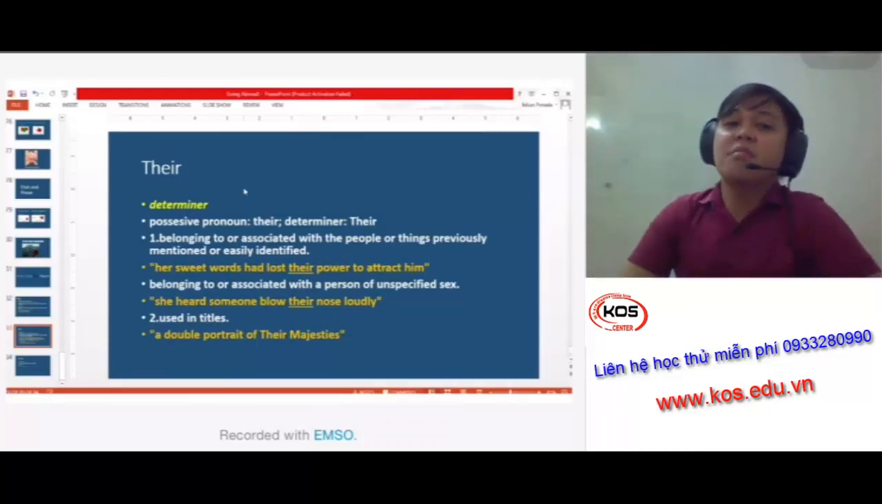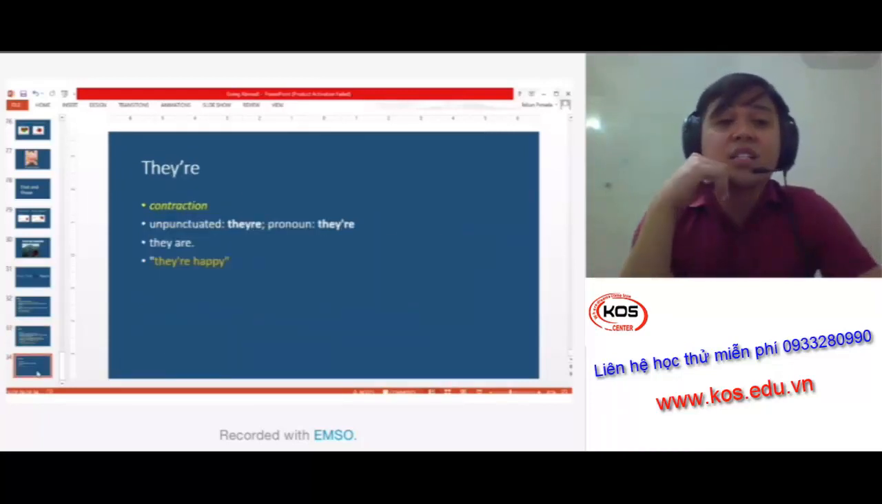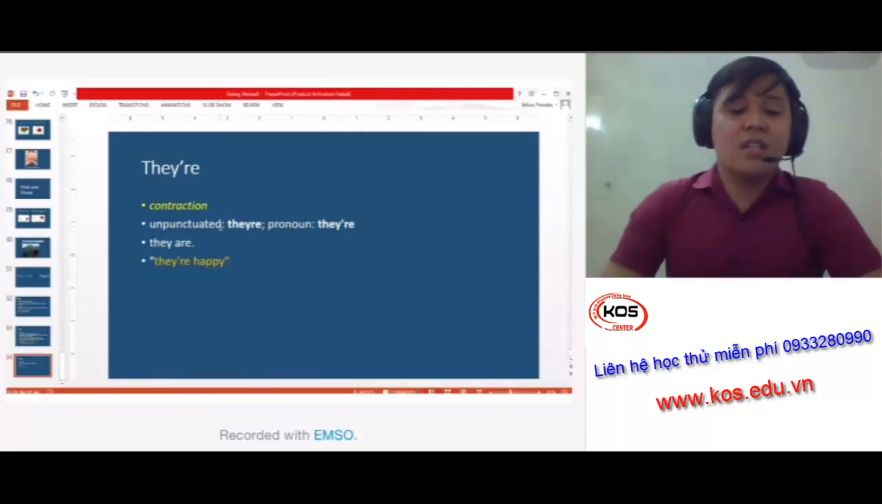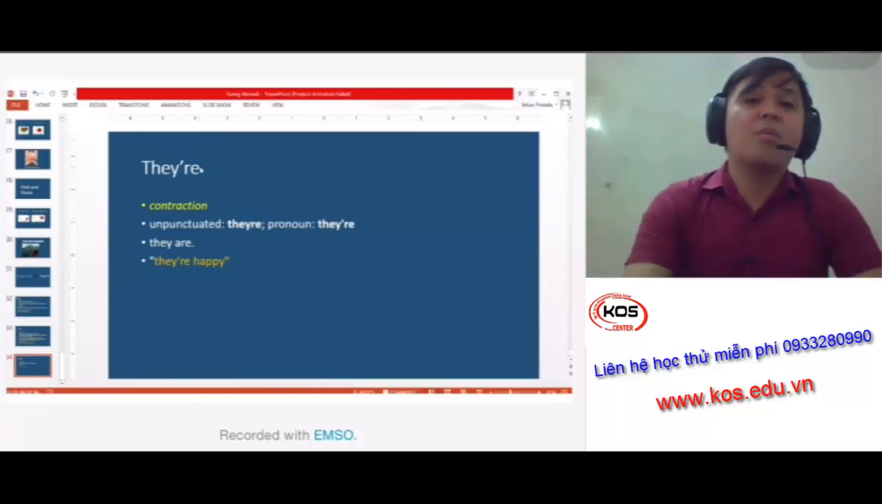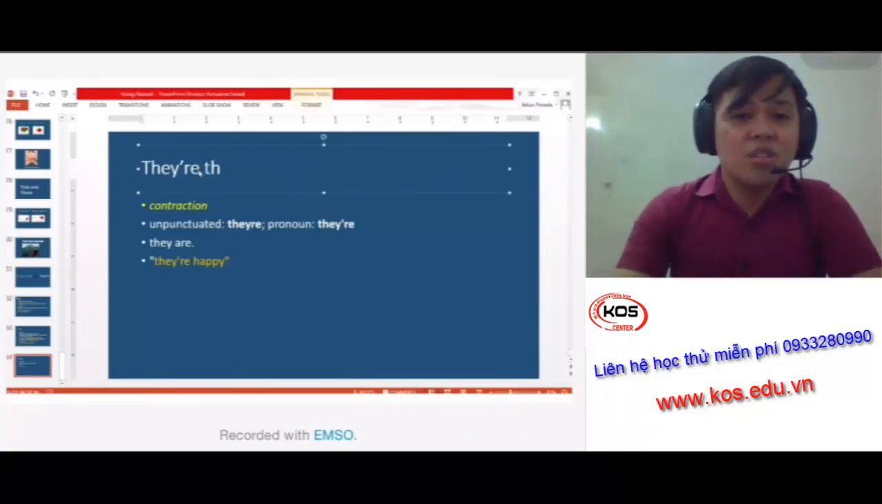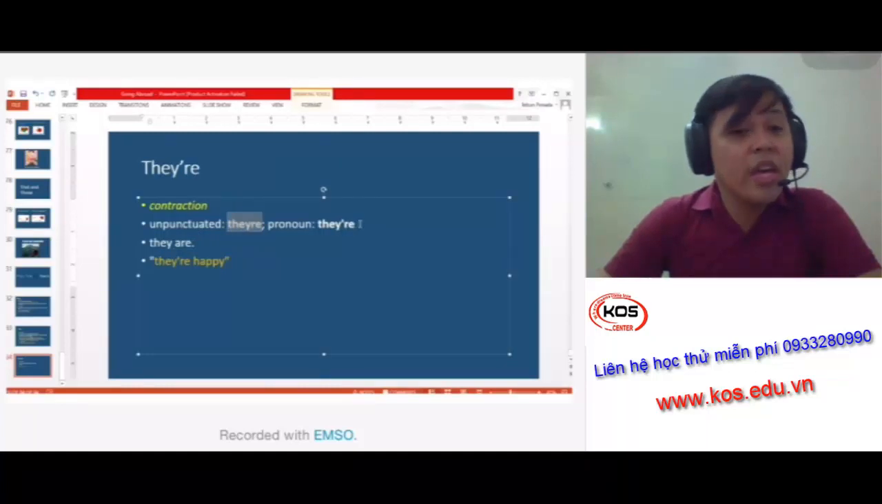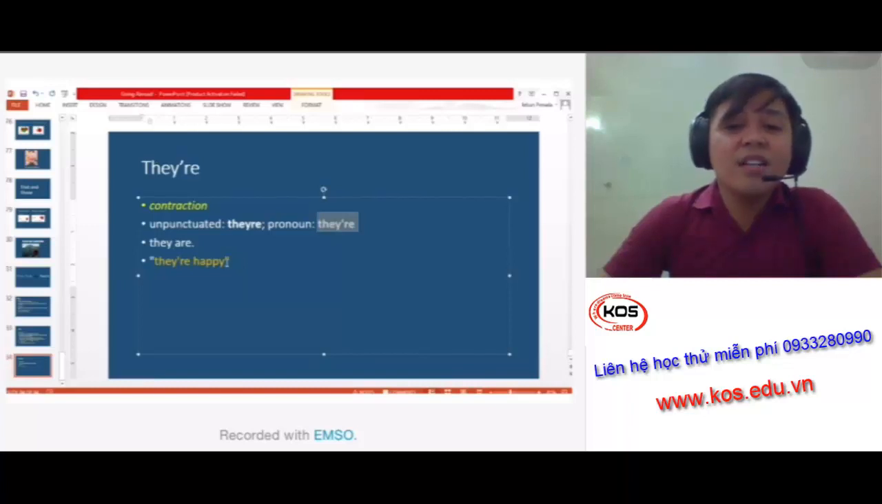So this time, they're. It's a contraction. Okay. The original is they are, right? You probably know this, but this is just good to know. They're. So you can use this as unpunctuated, so you can write it this way, or punctuated, they're. So they are, or they're happy. They're happy. Okay? So, all right.